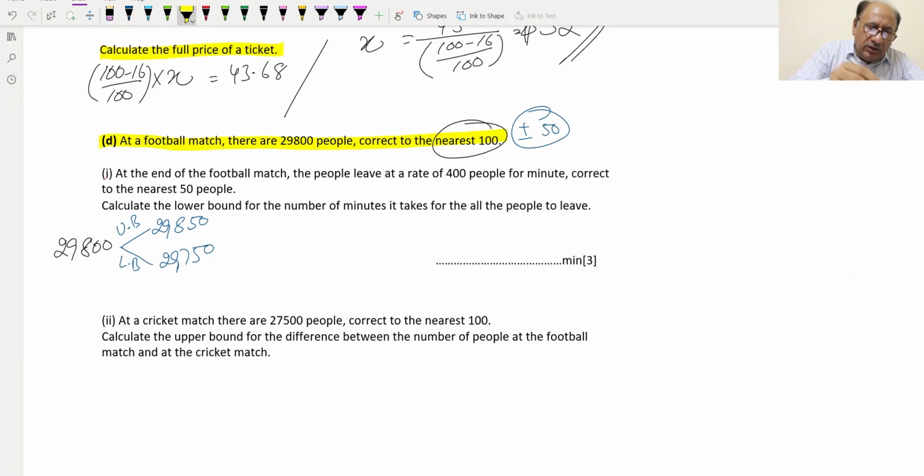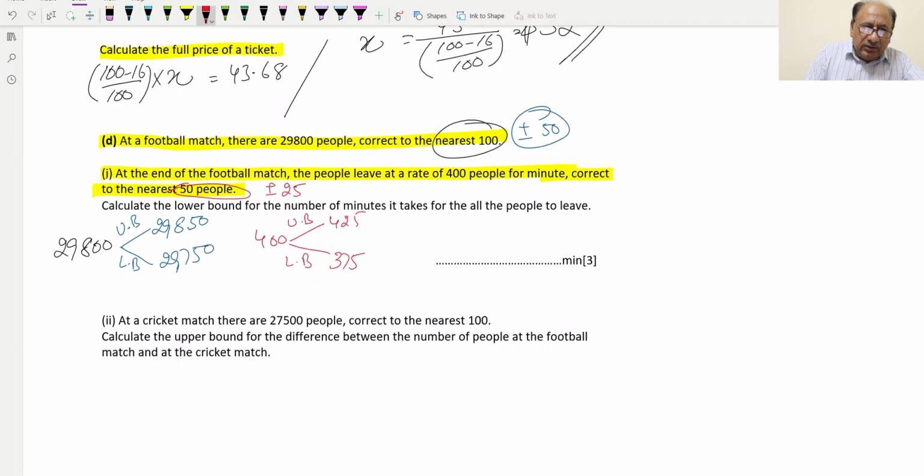Now part 1 says at the end of the football match the people leave at a rate of 400 people per minute, correct to the nearest 50. So correct to the nearest 50 people means it will be plus minus 25. Half of 50 will be 25. So we can take the lower and upper bound. For 400, the upper bound will be 425 and the lower bound will be 375.